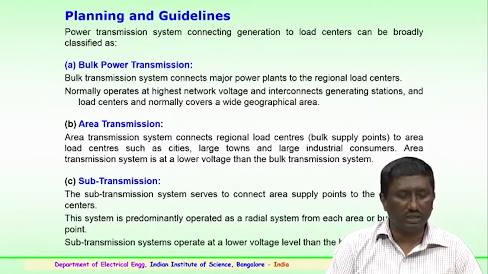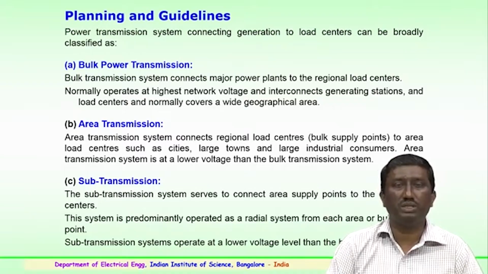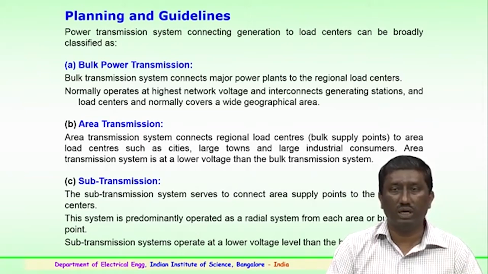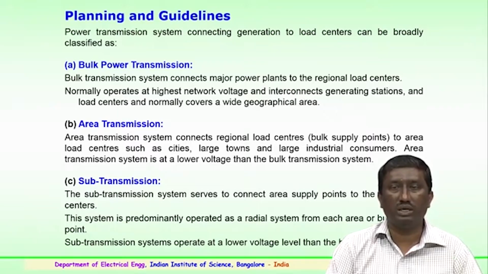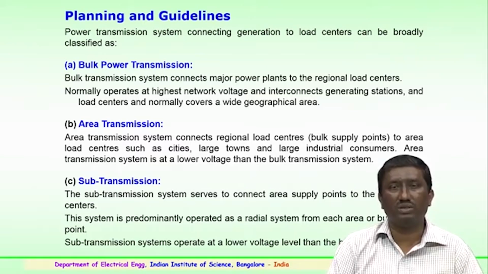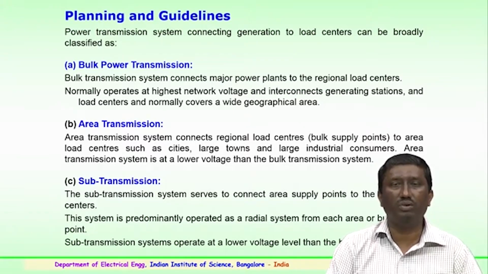So, the next is the area transmission. The area transmission system again consists of regional level load centers, that is, the bulk supply points to the area load centers. This could be for the respective cities, large towns or large industrial consumers. Area transmission is at a slightly lower voltage than the bulk transmission system. So, in case the bulk transmission happens to be 400 or 765 kV, the area transmission could be anywhere between 11 kV, 66 kV or 132 kV depending upon the loads.